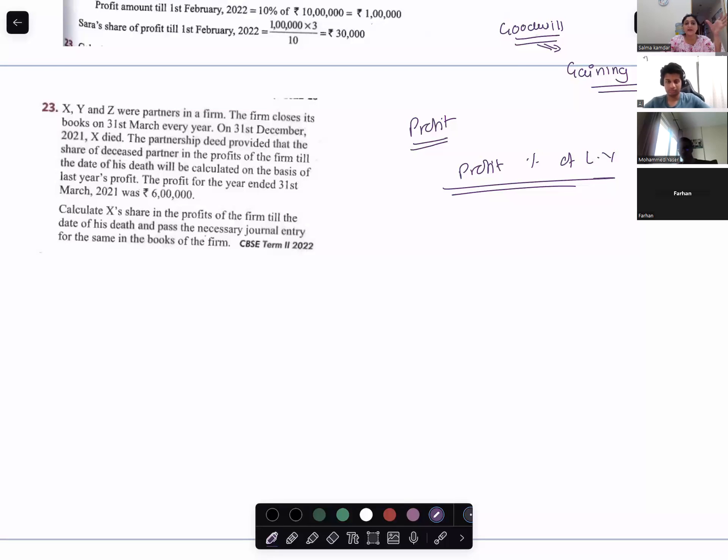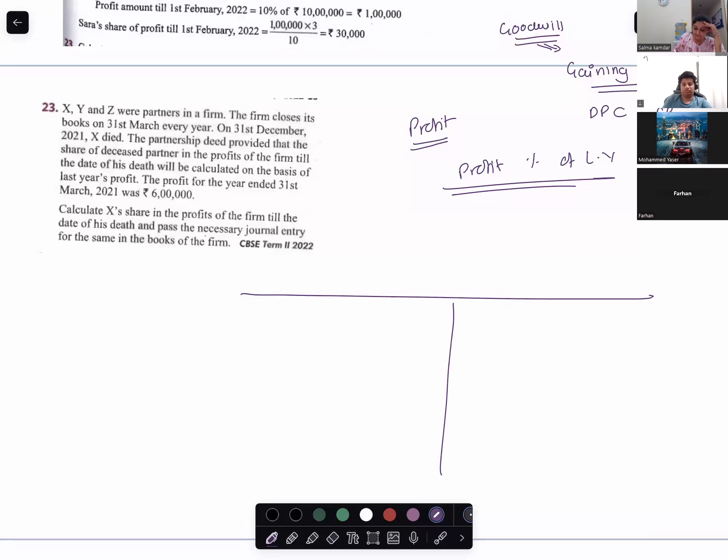So first we will calculate the deceased partner's share of goodwill. Are you with me? Yes. After you calculate the deceased partner's share of goodwill, you need to have the gaining ratio. So gaining partners will be debited and the deceased partner's capital will be credited. Are you with me? Yes.